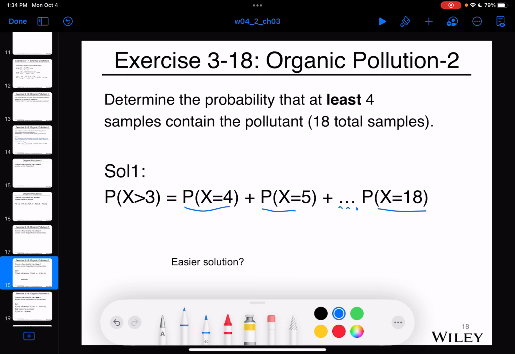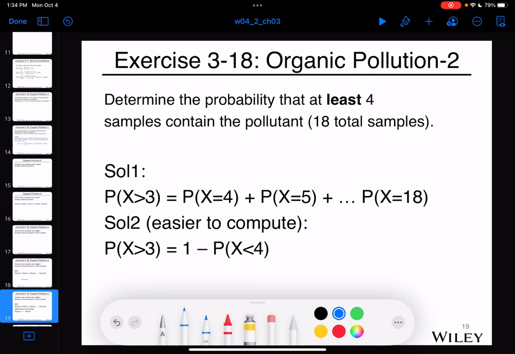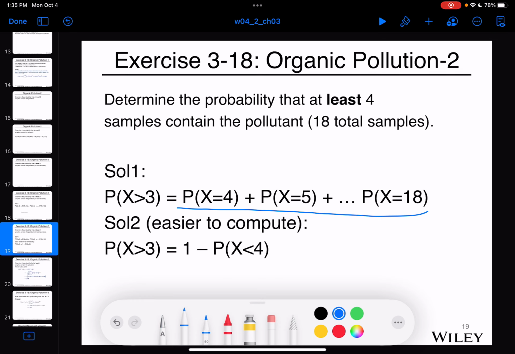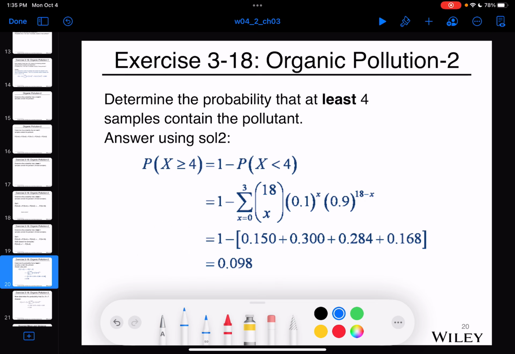Yeah, what's your name? Cordell. Cordell? Yeah, that's correct. So basically the easier solution is, you have seen this a lot in the sample questions, right? When some probabilities involve a lot of different terms, it's sometimes easier to look at the complement, right? So we can write it as 1 minus p of x less than 4, right? And that only has 4 terms, right? So x can vary from 0 to 3. That's only 4 terms.